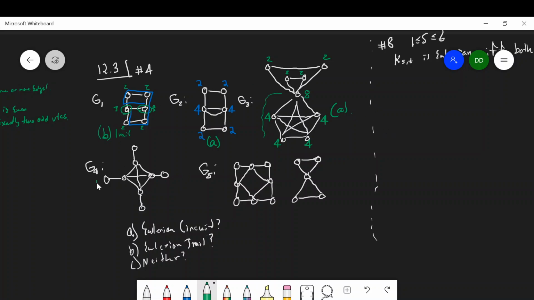G4. Well, look, already we have some vertices of degree 1, and more than 2 of them. So that's an odd degree vertex. There's 4 of them, and so this has neither an Eulerian trail nor a circuit.